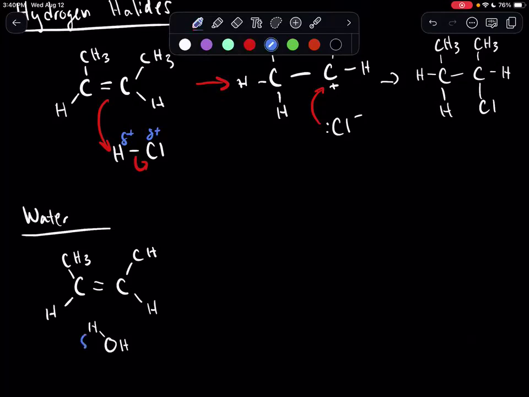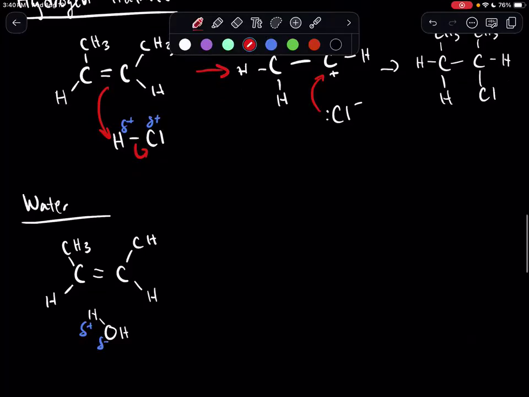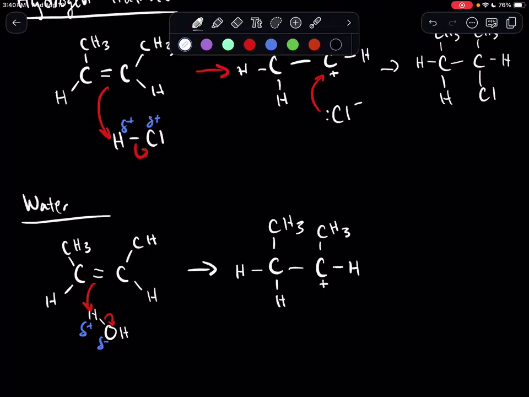So we already have our partial positive and partial negative. So we can see how our bond is going to heterolytically break once again. We are still going to end up with our carbocation. That carbocation is positively charged and will attract the hydroxide we've created, which will nucleophilically attack the carbocation, or the electrophile in this. And we end up with our butan-2-ol as our final product.